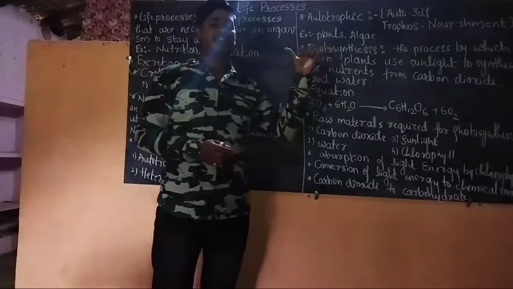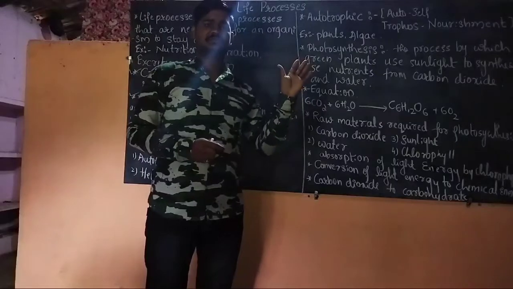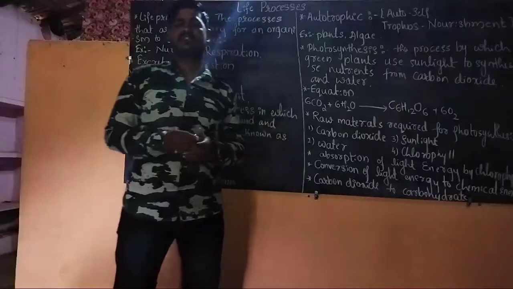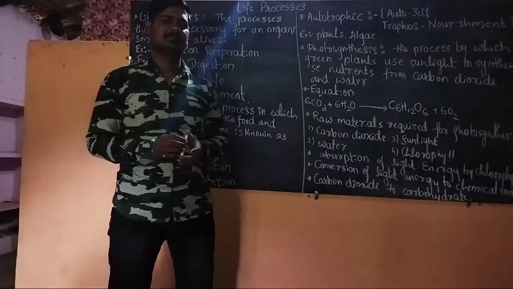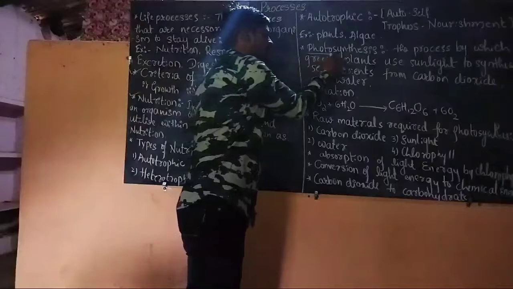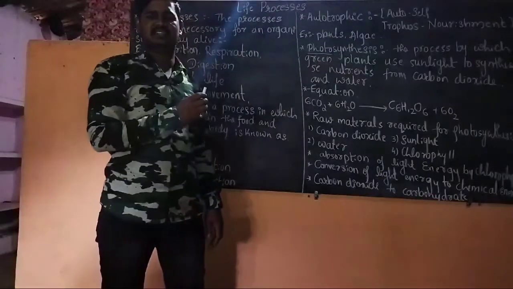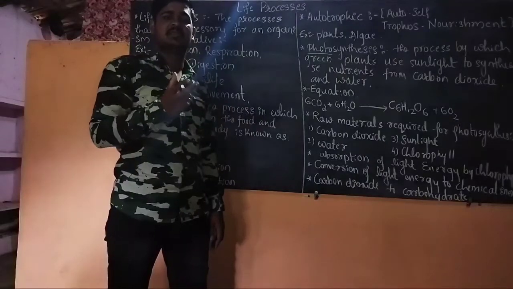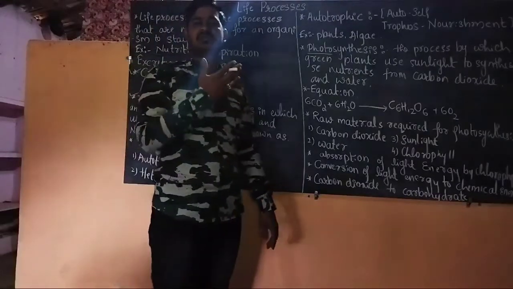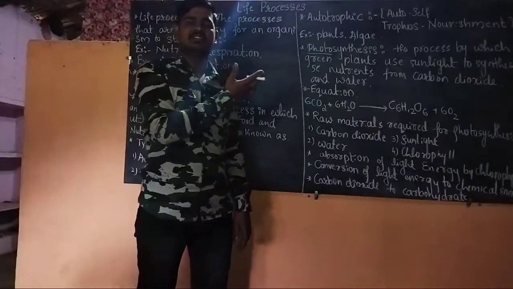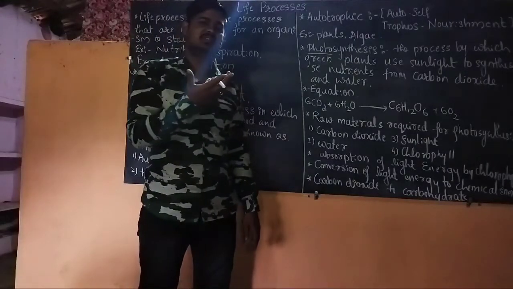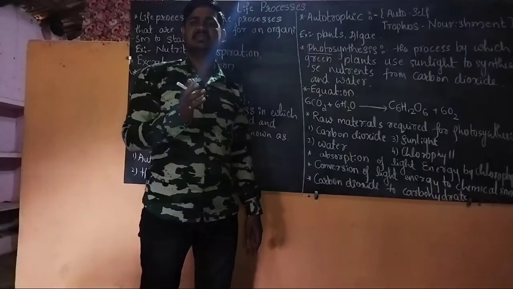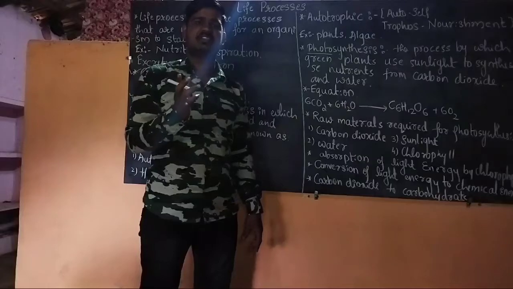And then autotrophic nutrition: how do autotrophs prepare their own food? They prepare their own food by the process of photosynthesis. Here the term photo means sunlight and synthesis means preparation. So green plants are capable of preparing their own food with the help of sunlight and in the presence of chlorophyll. Chlorophyll is very essential. Chlorophyll is a green pigment present in the leaf which traps the sunlight.